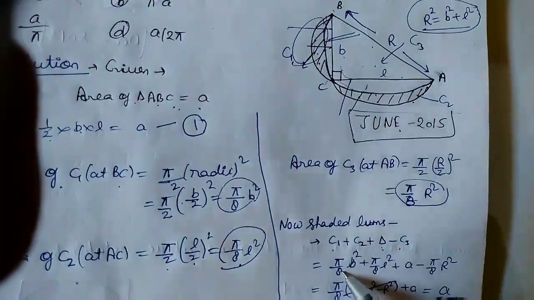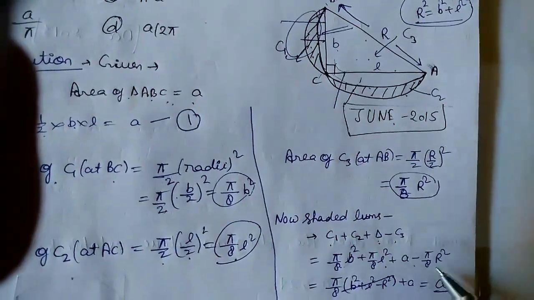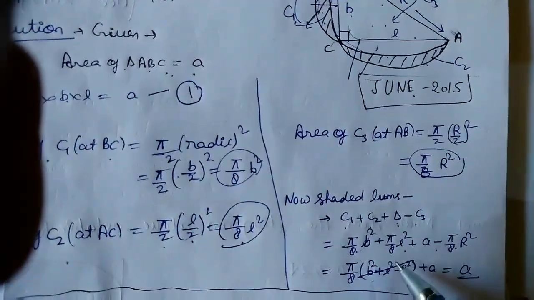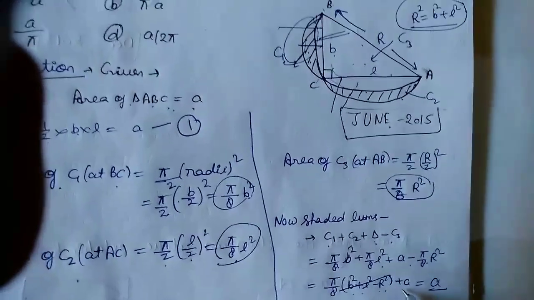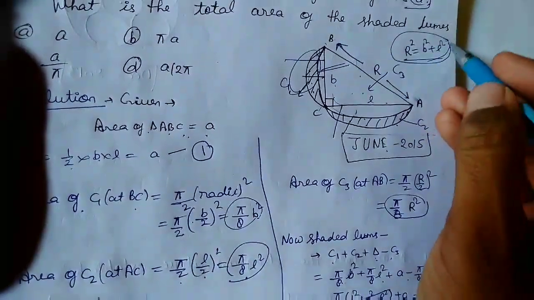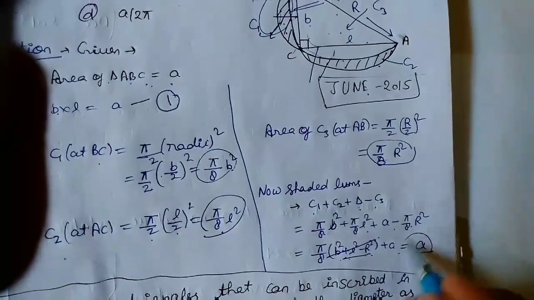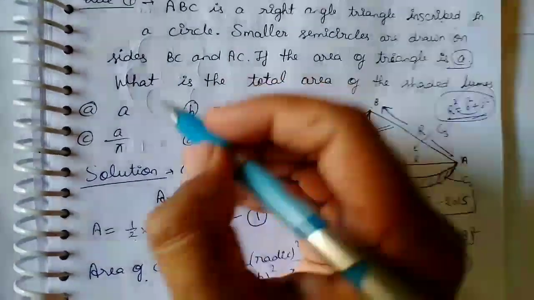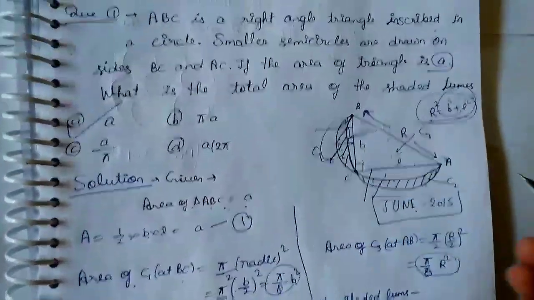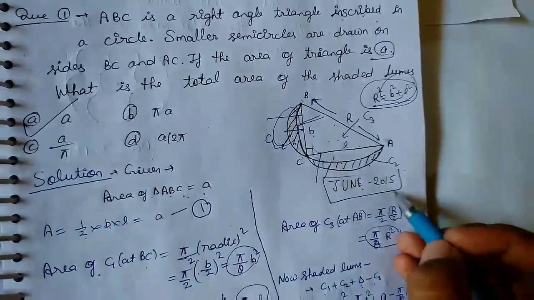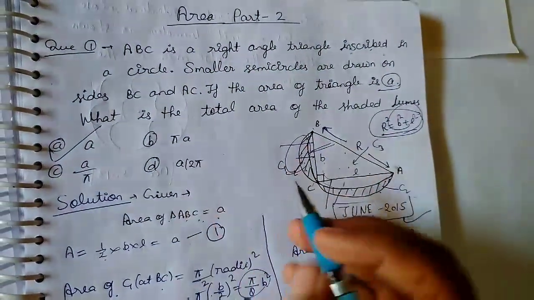So this will be pi by 8 (b squared plus l squared) plus A minus pi by 8 R squared. Taking pi by 8 common, we get pi by 8 (b squared plus l squared minus R squared) plus A. Since b squared plus l squared is R squared, the R squared terms cancel out and you just get A. So the correct answer is A. This is the method to solve this question, which was asked in June 2015. It's a very important 2 marks question.